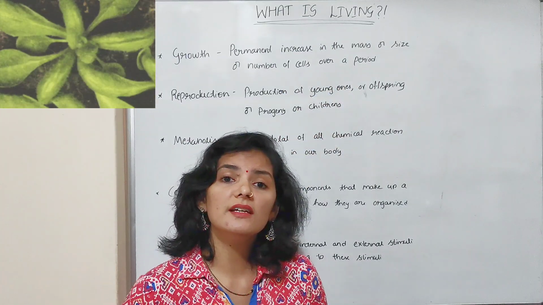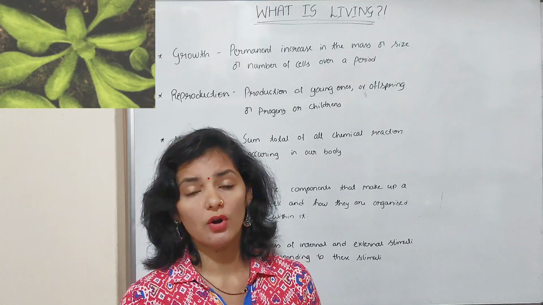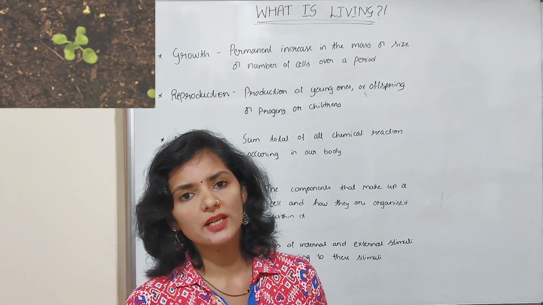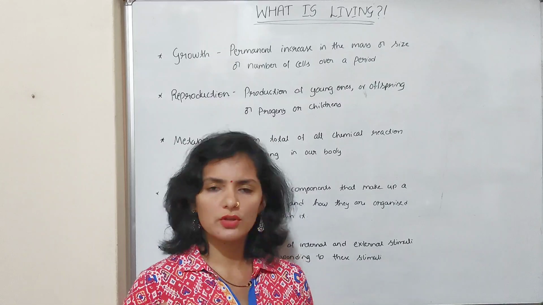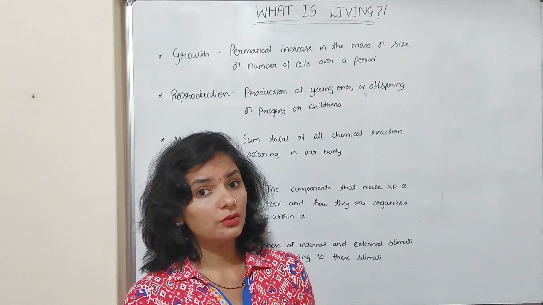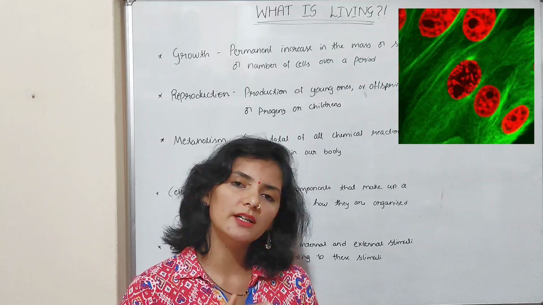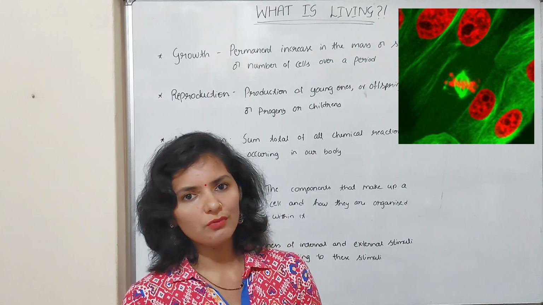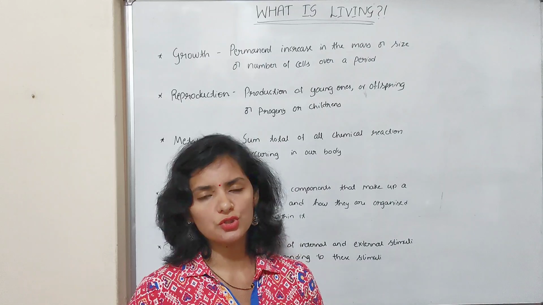So if there is an increase in the mass of an individual, or increase in the size of an individual, or if there is increase in the number of cells, then you can tell that that individual is growing. So all organisms will grow, and you know that growth takes place because of cell division. So inside the body there will be continuous cell division, because of which growth takes place. Even the plants and all animals show growth.